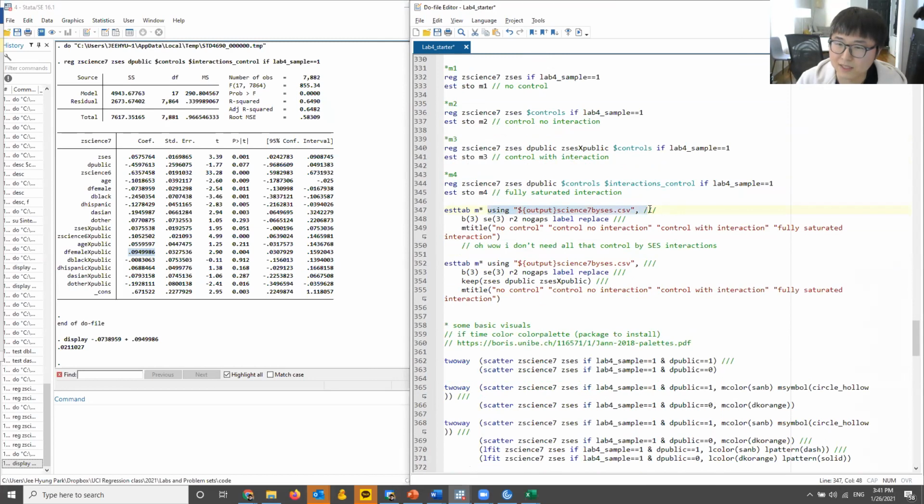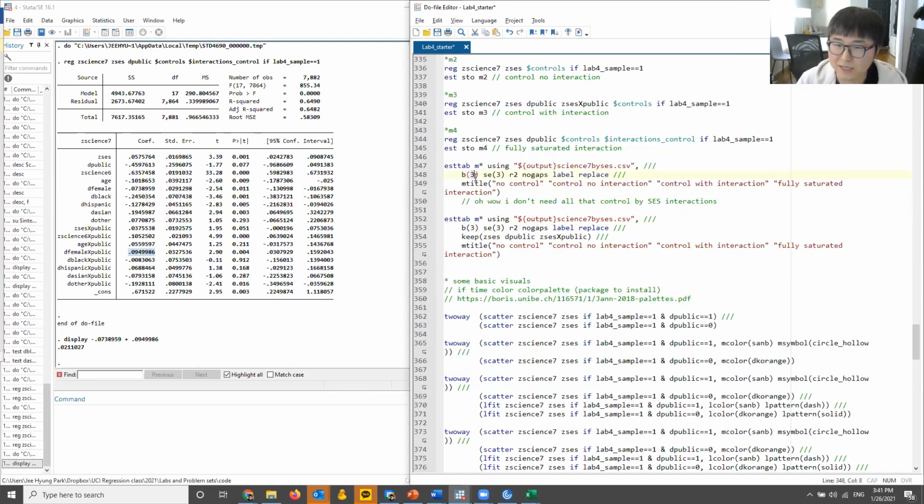I'm printing it to this location at output, but if you don't want to, you could put CD and whatever location and say using file name dot CSV. B stands for beta, and 3 means I want 3 significant digits. You can put 2, and oftentimes that's fine. Standard error is SE. R square means also print the R square. No gaps means it closes the default gap and makes it more compact. Label means use the variable labels. Replace means if this file is there, I just overwrite it.